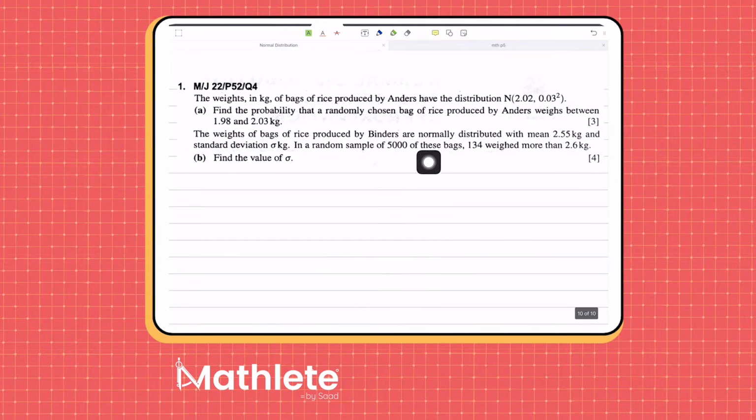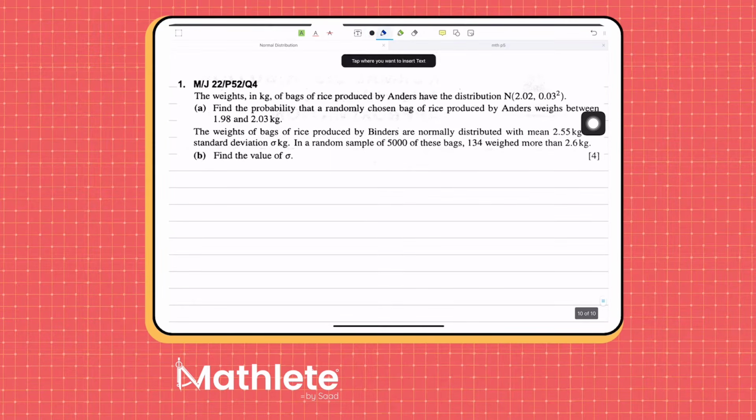Okay, so remember the way that you write normal distribution is that you write down the mean. So this is the mean, and then you write down the variance. Now because variance is written as standard deviation squared, that means you can pick what the standard deviation is. Without the square, it's the standard deviation. Find out the probability that a randomly chosen bag of rice produced by Anders weighs between 1.98 and 2.03 kg.